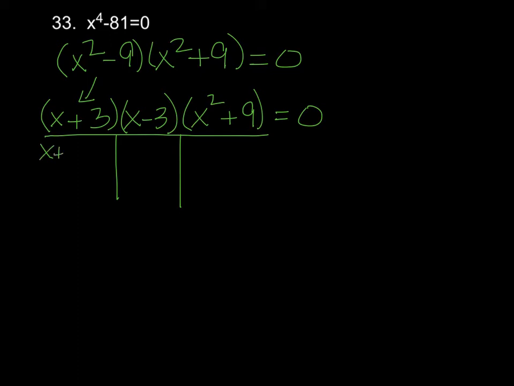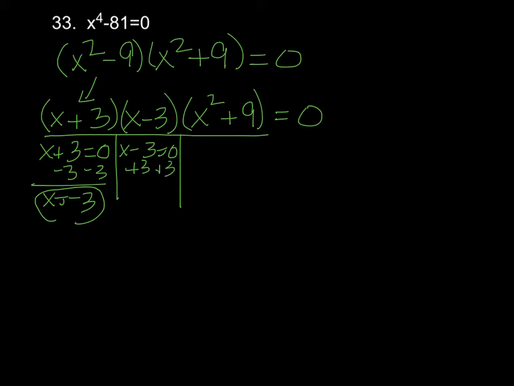So we're going to take x plus 3, set that equal to 0, subtract 3 from both sides, and we'll get x equals negative 3. So there is one solution. We're going to do the same thing with the next one, x minus 3, set that equal to 0. In this case, we'll add 3, and we will get x equals positive 3. There's another solution.